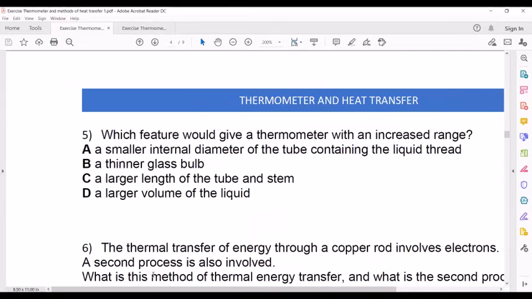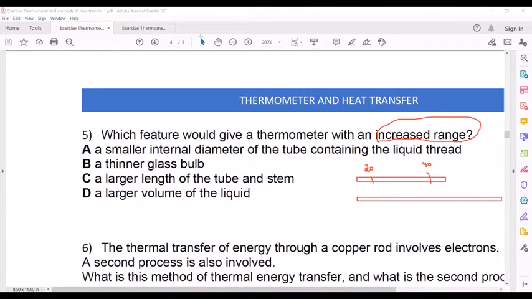Question number 5. Which feature would give a thermometer increase the range? If we want to increase the range, we want to record more temperature values. So if we use a small capillary, the small capillary can record from 20 degrees to 40 degrees. But if we use a longer capillary, if we increase the size of the capillary or the bore or the tube, then we can record greater numbers. So it can record from 20 to 60.